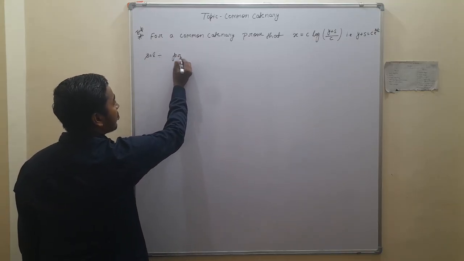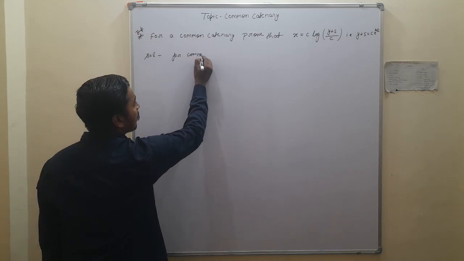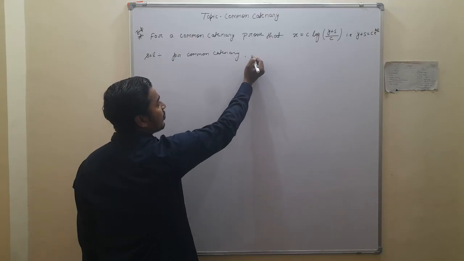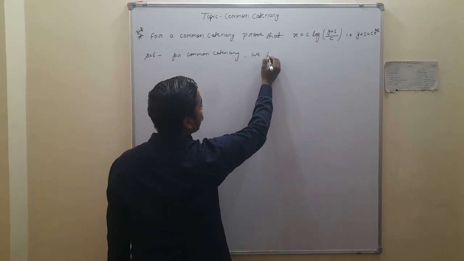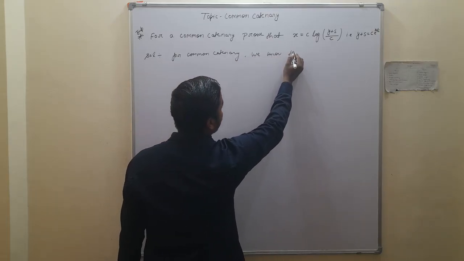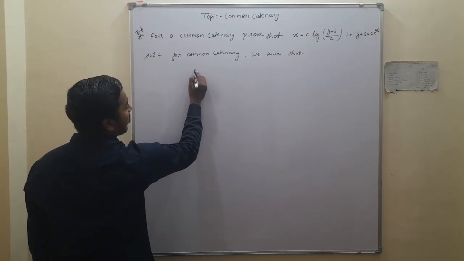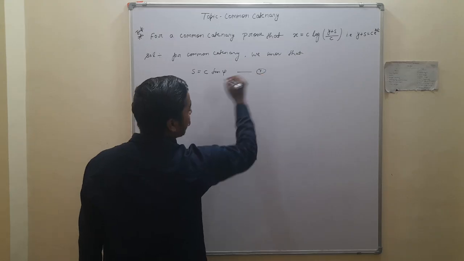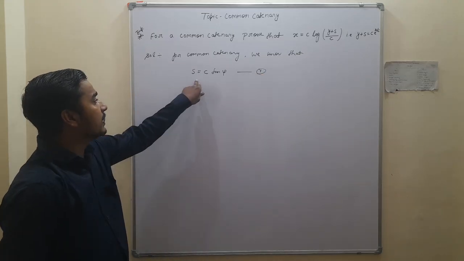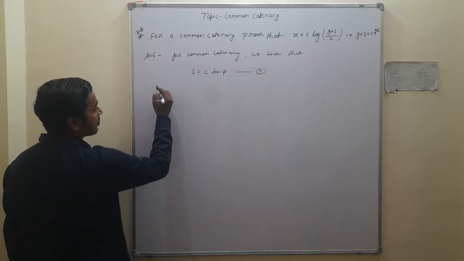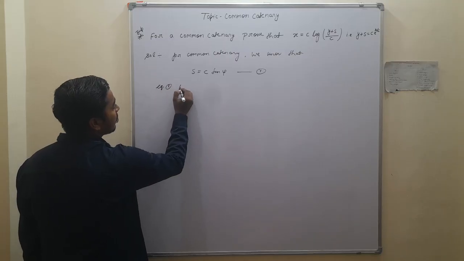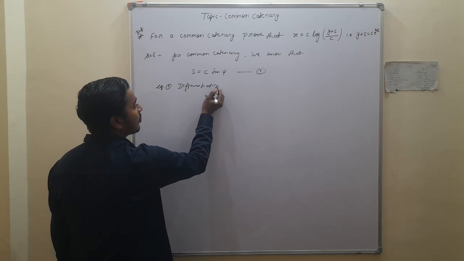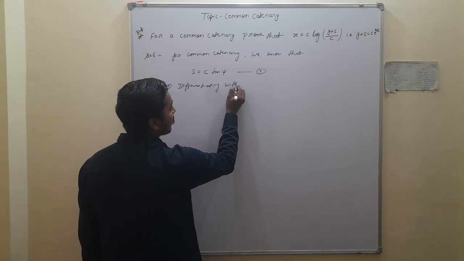For a common catenary, we know that s is equal to c tan psi. Let this be equation 1. First we have to differentiate equation 1 with respect to x.